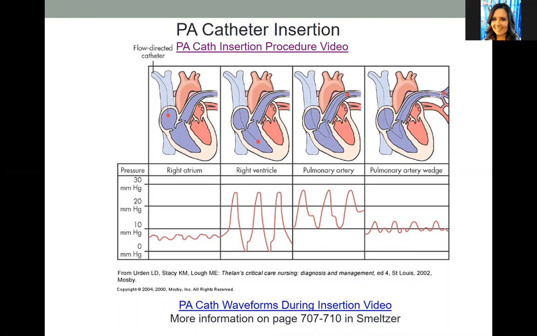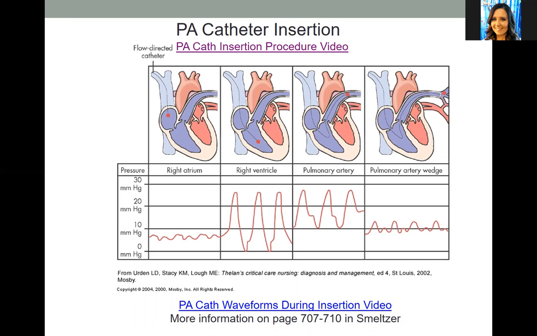Our role after insertion is to make sure we always see a pulmonary artery waveform. That catheter can migrate or slip back into the right ventricle. At that point, you'll see a ventricular waveform. It may be okay to sit there, however, it might not be, and it might cause dysrhythmias. So be on the lookout for that.